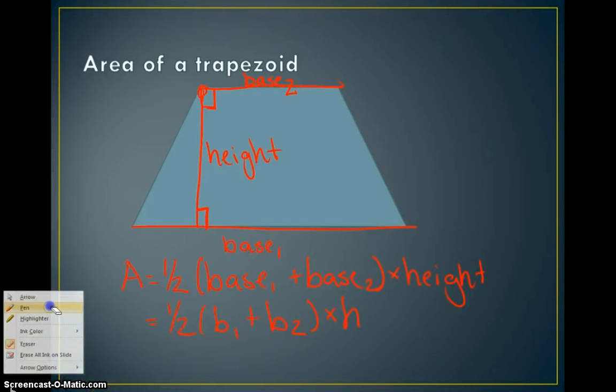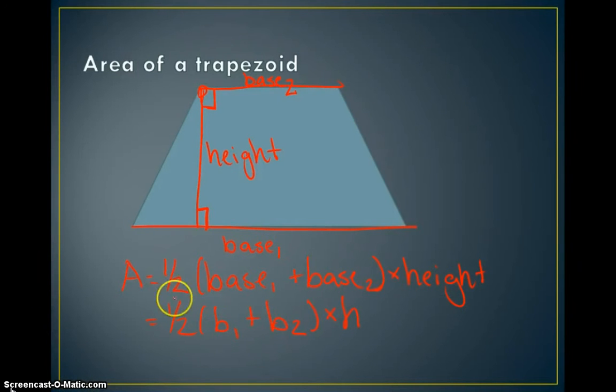You can see that what we're actually doing is we're averaging our bases. B1 plus B2, and since we're adding up two bases, we divide it by 2. We take the average of the bases and multiply it by the height. That's how we get the area of a trapezoid. Let's look at some examples for this.